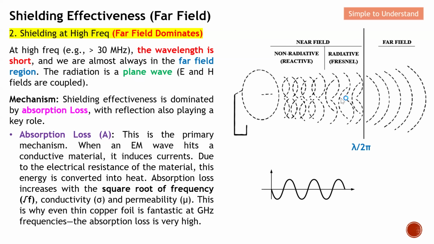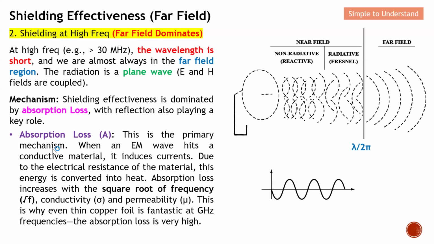The radiation is a plane wave. E and H couple, which means they join together and have an impedance of 377 ohm. Coming to the mechanism, the shielding effectiveness is mainly dominated by absorption loss, with reflection also playing a key role. For a plane wave or far field, it will be a combination of absorption and reflection.